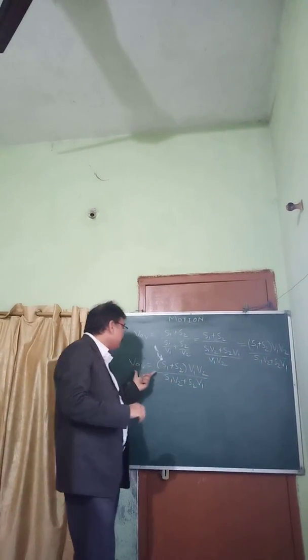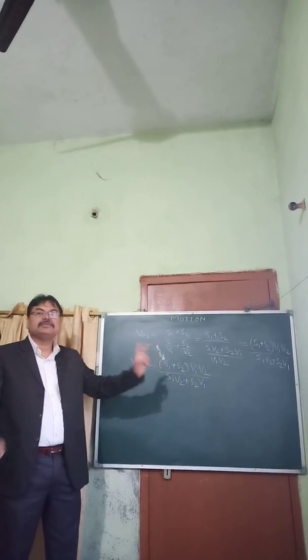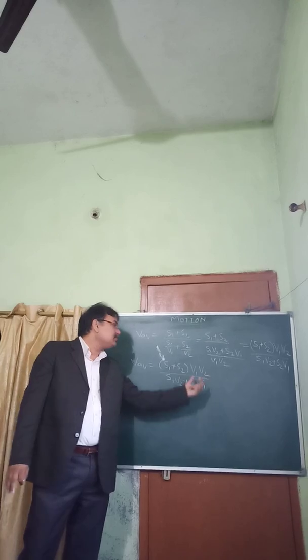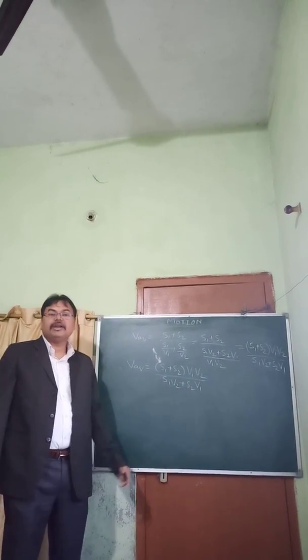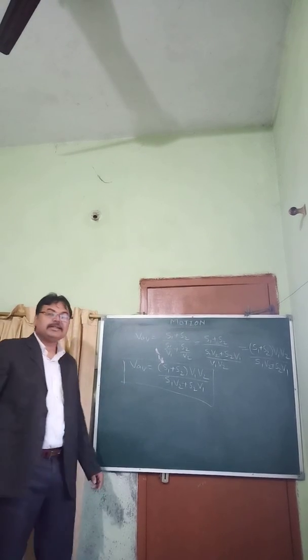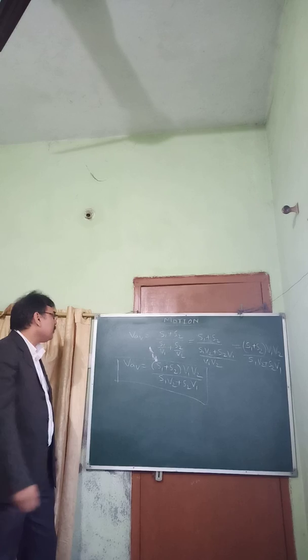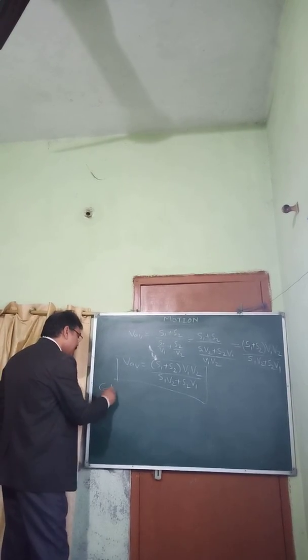So this is the formula for average speed when this is the situation. When body is traveling S1 distance, speed V1, and remaining S2 distance, speed V2. Then this is the formula for average speed. So very important. You have to remember the condition as well as formula. Only then you will be able to solve the numerical. Now case 2 comes from here.